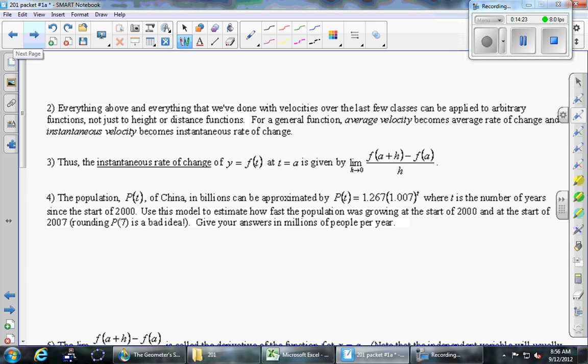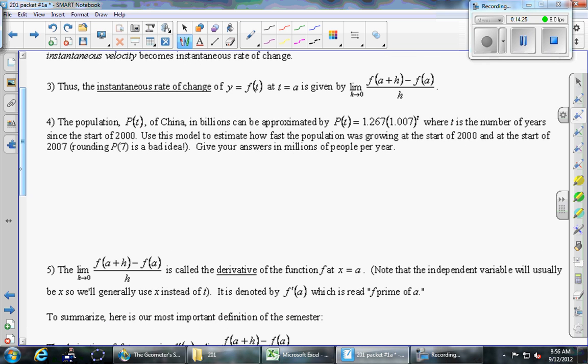Okay, so let's try this one. We've got a function, p of t. It is not a height function or a distance function. It is a population function. If I were to plug in t equals 5, just to make up a number, what would that represent? It's 5 years after 2000, so 2005. And what is this formula going to give you in 2005? China's population at the start of 2005. If I plugged in 5.5, it would give me China's population in the middle of 2005, okay? So you plug in any numbers you want into that formula, and it tells you China's population at that moment in time.